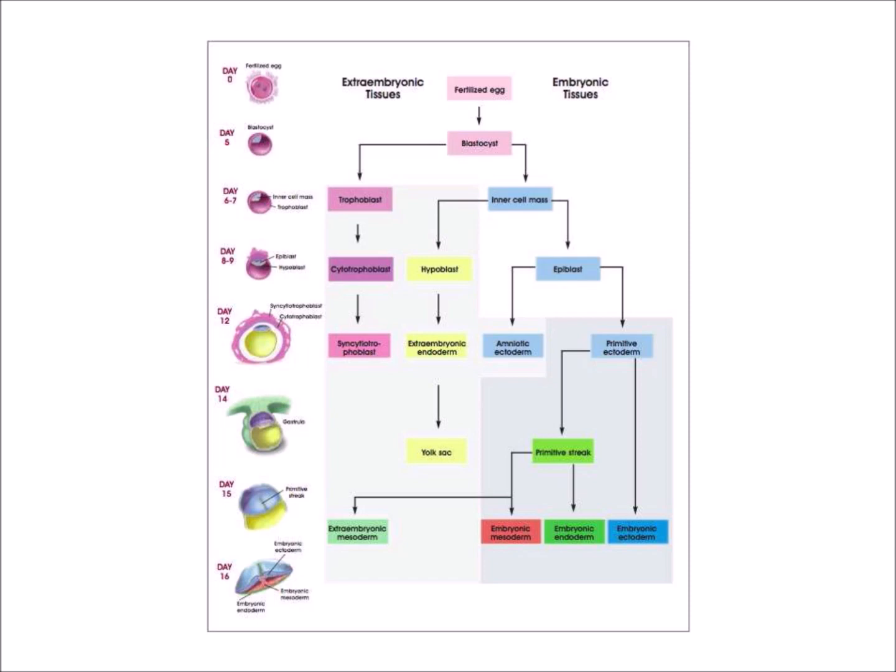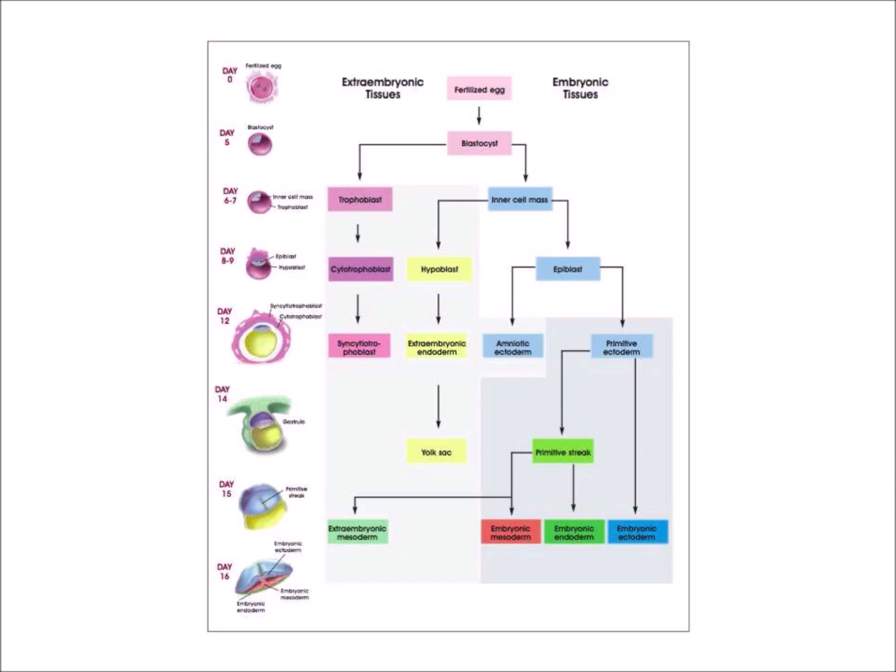The fertilized egg will be converted into blastocyst, and the blastocyst has peripheral cells called trophoblast and an inner mass of cells. The inner mass of cells again has layers. One is the hypoblast and the other is the epiblast. Epi means outer layer of cells, hypo means below the epiblast cells. So the hypoblast cells form extra embryonic endoderm, which is then converted into yolk sac. The epiblast cells will differentiate into amniotic ectoderm and a primitive ectoderm.